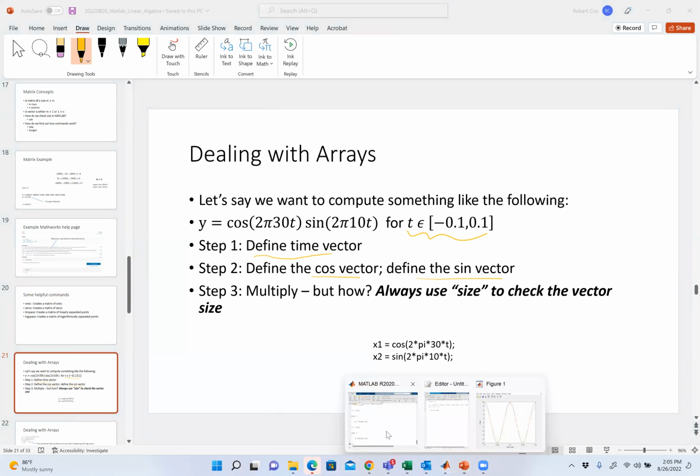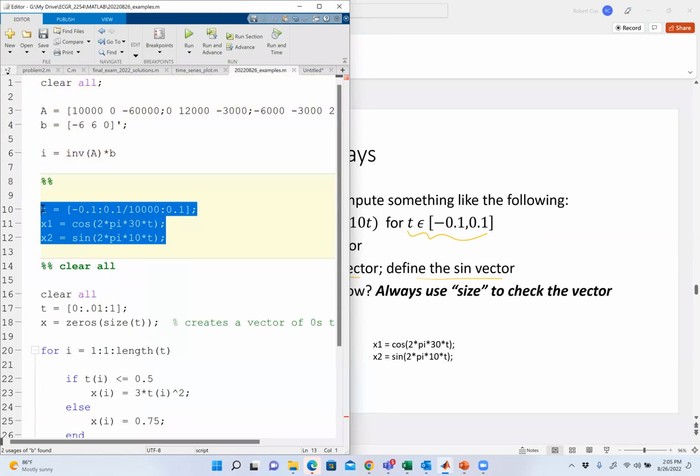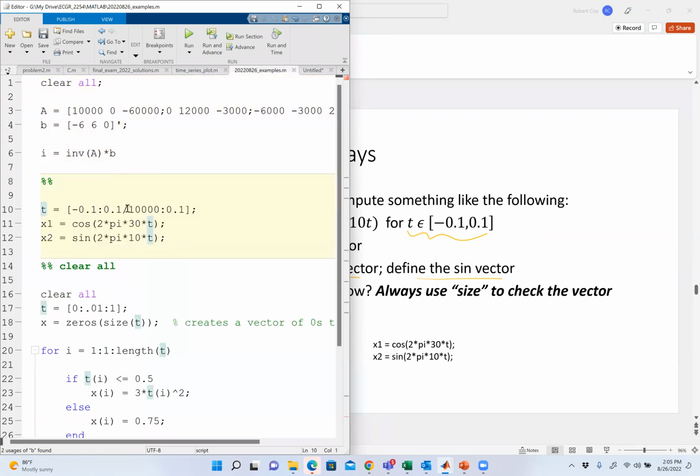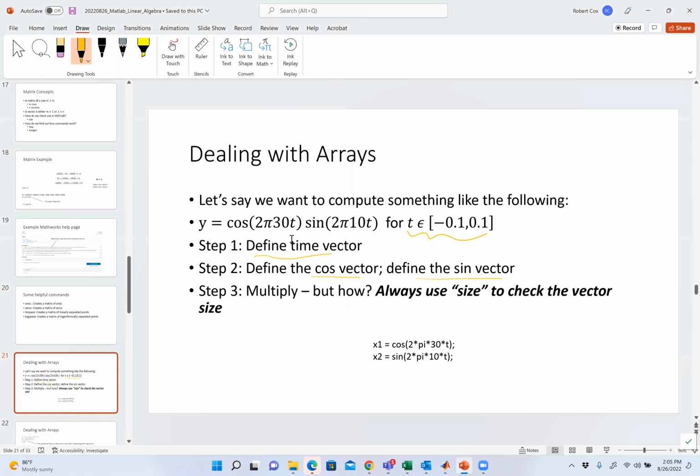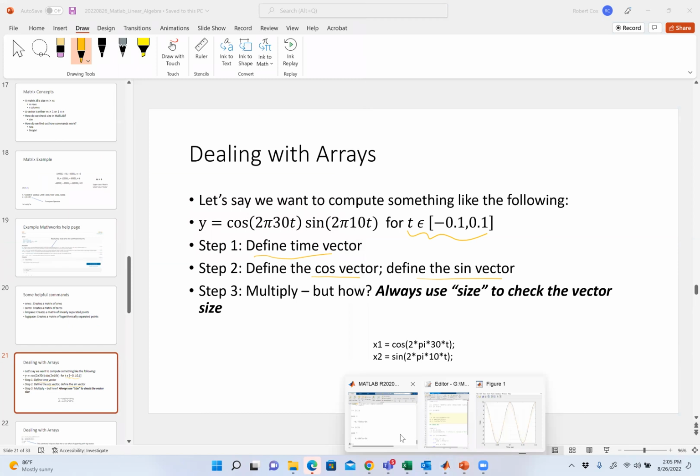So let's say I wanted to do that. Here's how I started trying to do this. I defined a t vector going from negative 0.1 to 0.1, and the steps are 0.1 divided by 10,000. That's just what I decided to use. There's x1 and there's x2. So how should I create this y that I'm talking about? Should I multiply them? What's going to happen when I multiply them?